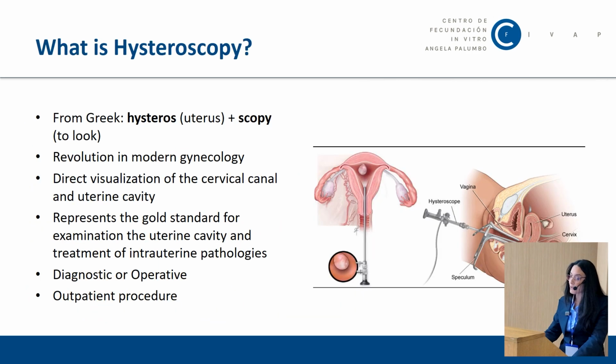Now, what is hysteroscopy? Hysteroscopy is a gynecologic endoscopic procedure that allows direct visualization of the cervical canal and the uterine cavity. It is considered the gold standard for the diagnosis and treatment of uterine disease, such as abnormal bleeding, polyps, submucosal fibroids, uterine malformation, and intrauterine adhesion. It can be diagnostic or operative, and it is an outpatient procedure that does not require hospitalization.